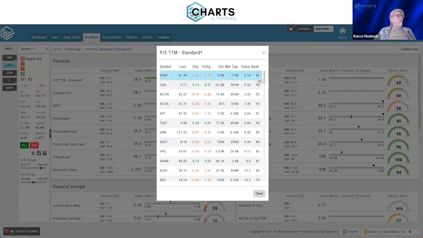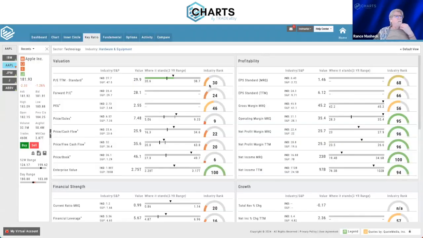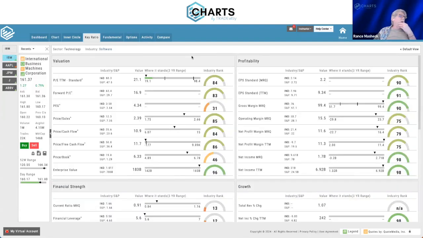If I decide, oh, wait a minute, Sony's looking pretty good there, I want to go look at Sony, I can just click that and it'll take me right over to Sony. Now, I'm not going to do that here because I want to stay on this. But if you want to see how something's doing, you can do it. And let me show you IBM really quick because it's kind of interesting.